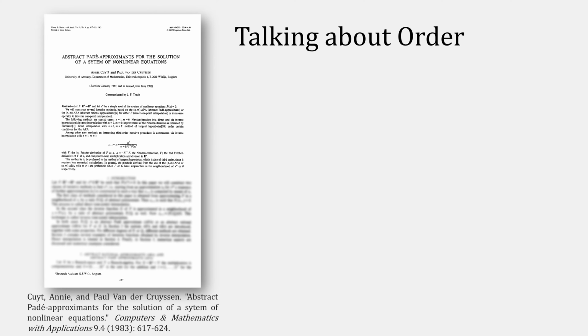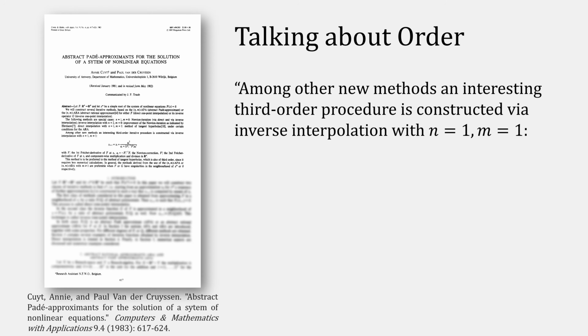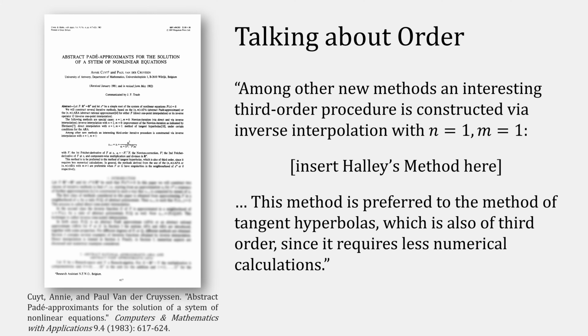Regarding the order, our authors write, among other new methods, an interesting third-order procedure is constructed via inverse interpolation with n equal to 1 and m equal to 1, essentially Halley's method. This method is preferred to the method of tangent hyperbolas, which is also of third order, since it requires less numerical calculations. But hold on, wasn't Halley's method also the method of tangent hyperbolas? What's going on here?